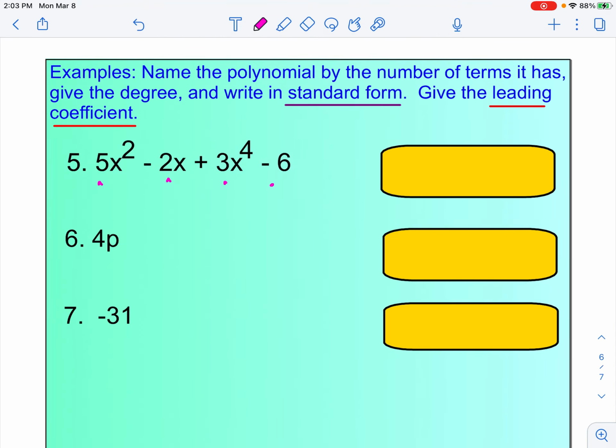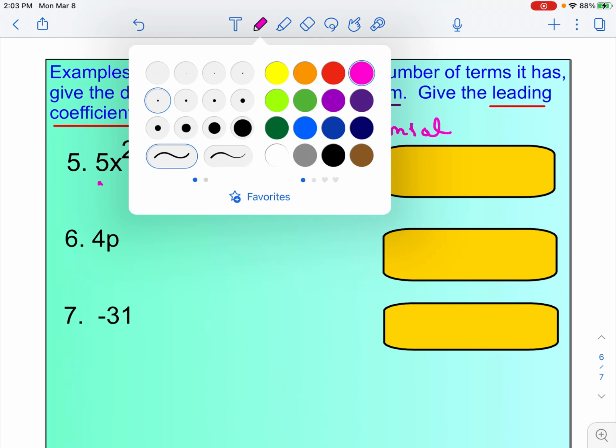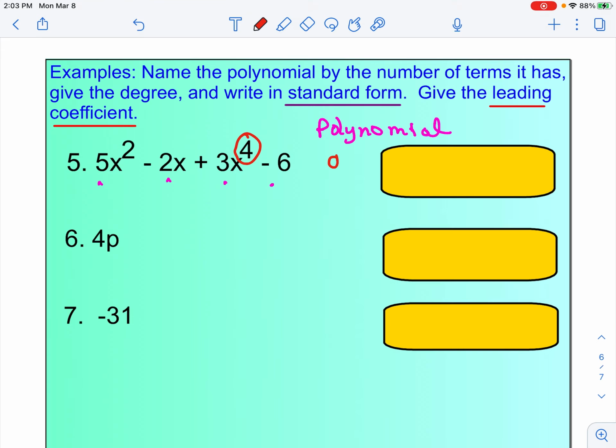Okay, we have 4 terms, so we have a polynomial. The highest degree power here is 4, so this is degree 4. Now when we put it in order for standard form, that power has to come first. So we would have 3x to the 4th, then 5x squared, then negative 2x, and then minus 6. So we have x to the 4th, 2nd, 1st, and no x's. Now it's in standard form. And finally, the leading coefficient here is 3.